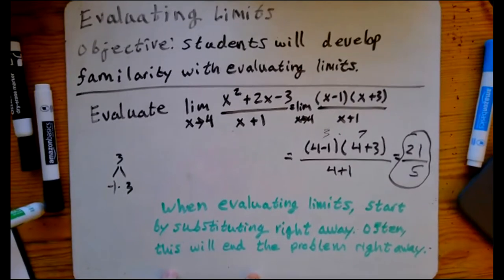So when do we need to do other things? When do we need to start looking at factoring? When do we need to start looking at rewriting and simplifying? If we get 0 on the bottom. Yes, exactly.